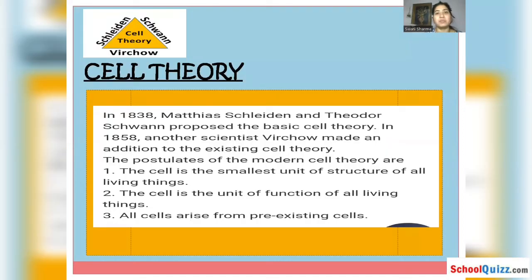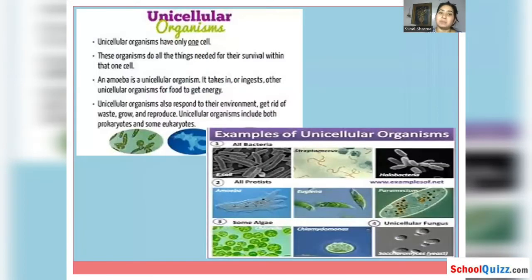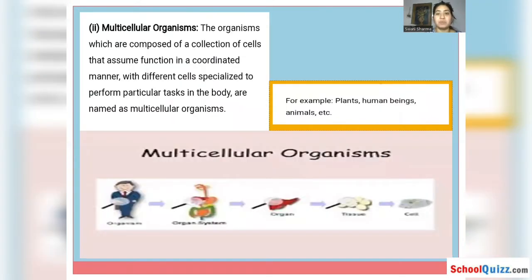Then comes the cell theory, which was given by Schleiden, Schwann, and Virchow. After that, we have seen that there are various types of organisms. Unicellular organisms include amoeba, paramecium, and bacteria. Then comes multicellular organisms, in which plants, humans, and animals are basically classified.